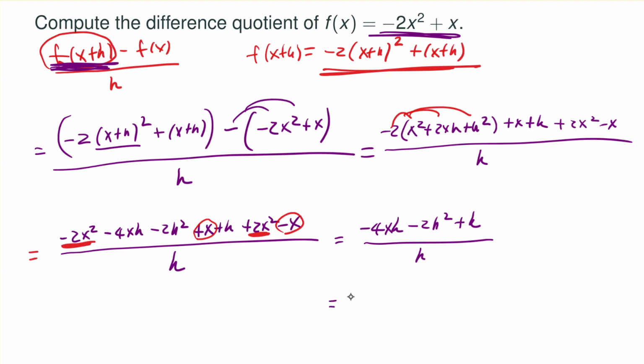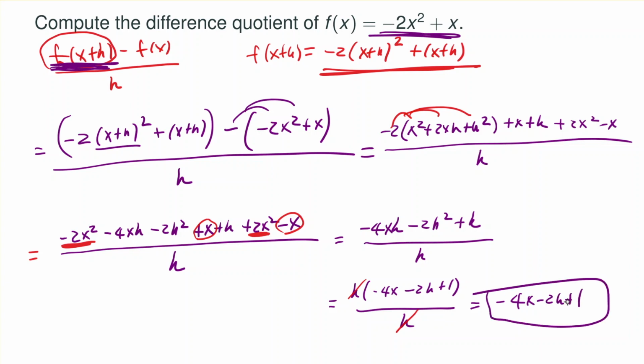Then we can simplify. We can factor h out of the numerator because each term has an h. Like this, entire thing over h, and this h cancels out. So the average rate of change, or difference quotient, is negative 4x minus 2h plus 1. This is the difference quotient for this function right here, and again the meaning of this is that it represents the average rate of change between 2 points.